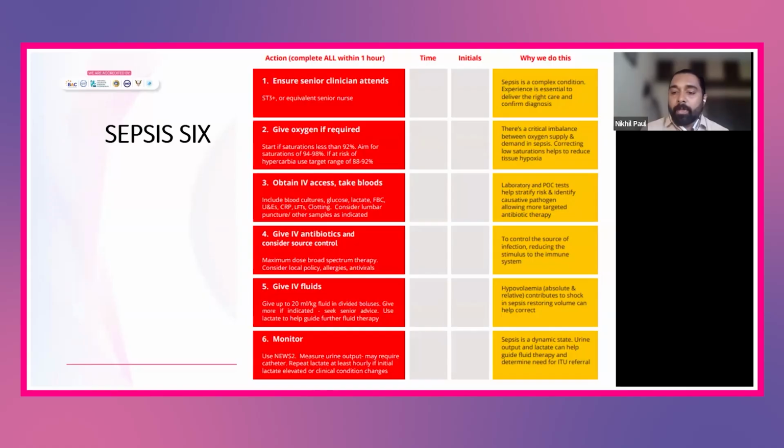Hypovolemia, again, as we know, there is an absolute as well as relative hypovolemia, which causes septic shock. There is third space fluid loss. So we can restore the fluids. Now discussing the fluids, what is the fluid of choice? As we all know, 0.9% normal saline as well as Hartmann's or Ringer lactate is effective. Around 30% stay in the circulation.